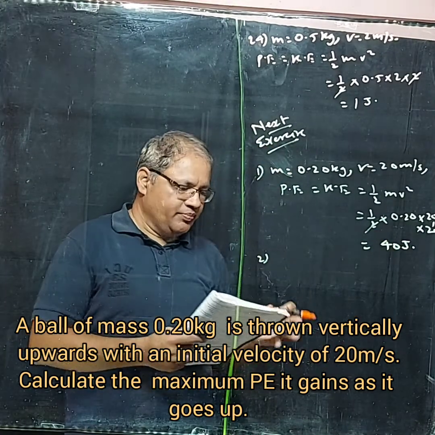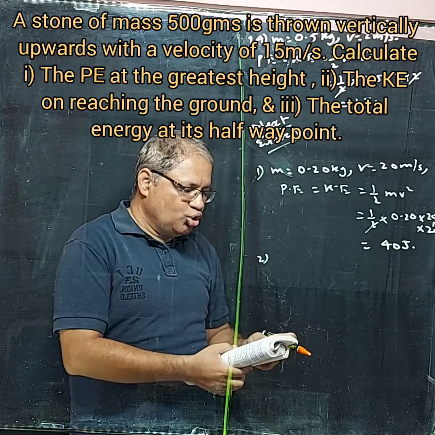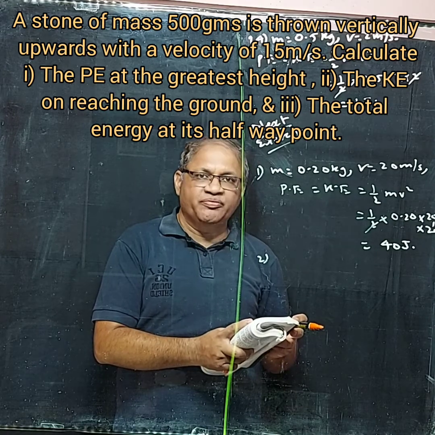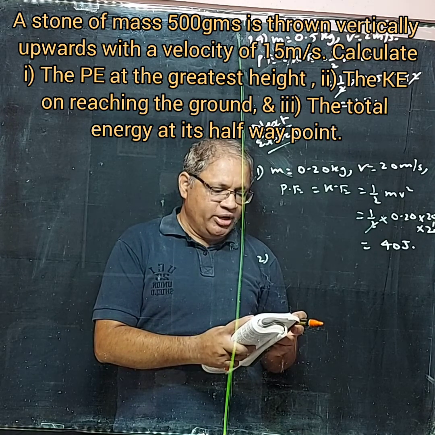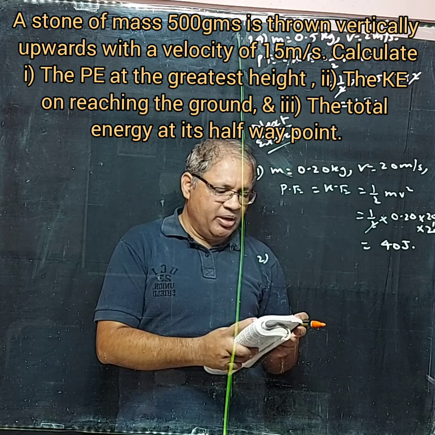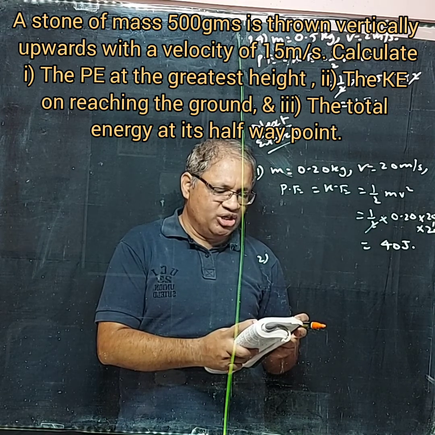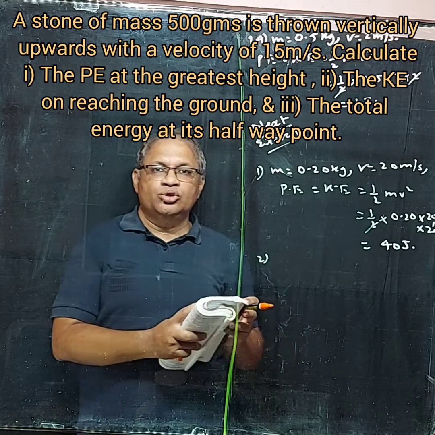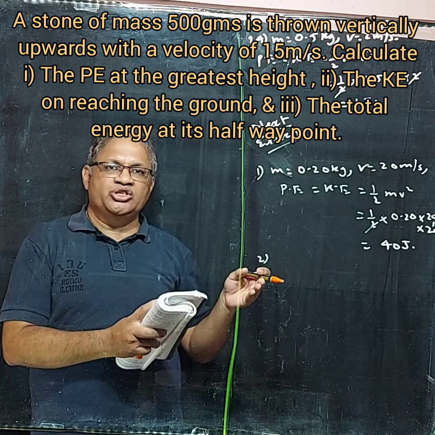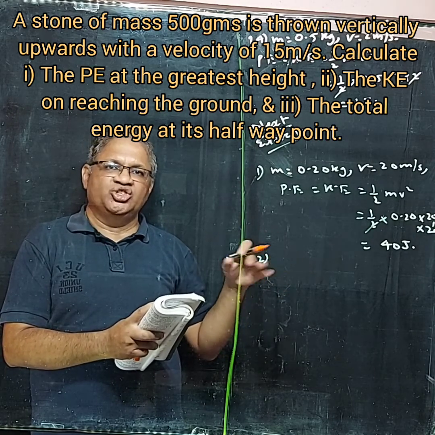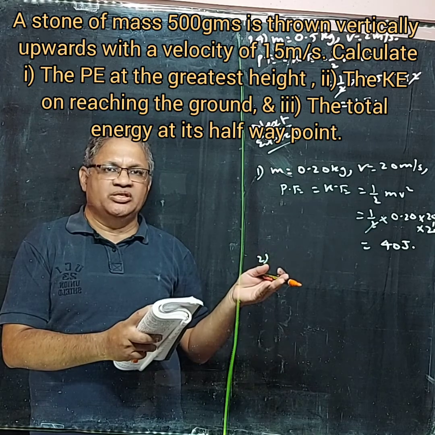Now the second sum. A stone of mass 500 grams is thrown vertically upwards with a velocity 15 meter per second. Calculate first part potential energy at the greatest height. Second part is kinetic energy on reaching the ground, and third part total energy at its halfway point. So it's all kinetic energy, potential energy. So even though they are saying potential energy, kinetic energy, they mean the same thing. So the answer will be the same.